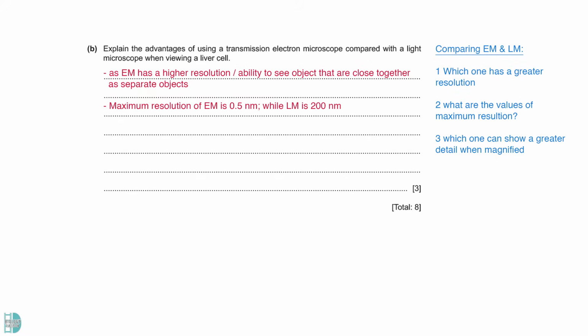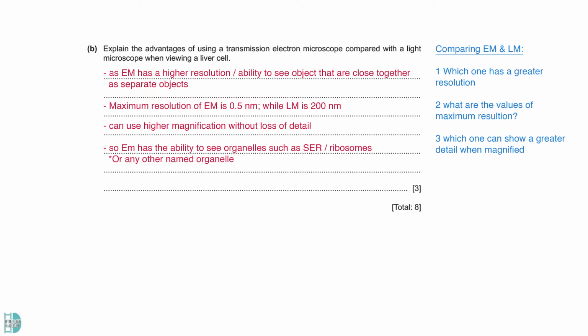Because of this higher resolution, electron microscope can use higher magnification without loss of detail. So, it has a greater ability to see more organelles, for example, smooth ER, ribosomes. You can also name any other organelles which you can only see under electron microscope. There is 1 point for AVP in this question. For example, the preparation of specimen is very thin so that a greater internal detail can be seen under electron microscope.